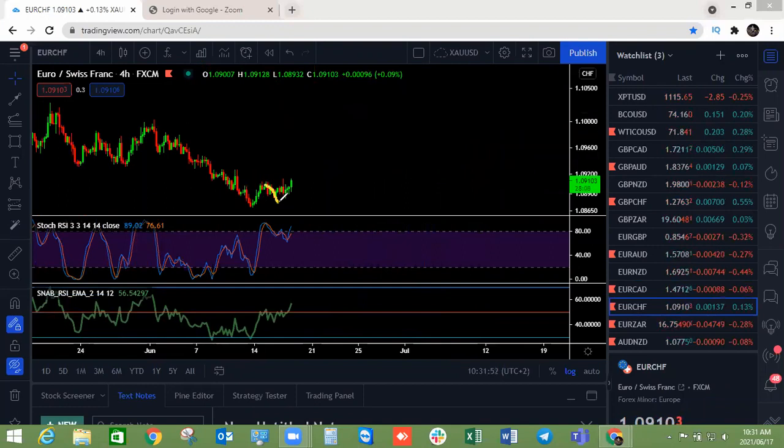I was actually expecting this one to come around these levels, but we are still making that pullback here. We're currently at these levels. Let's see if we're going to get this move here on Euro Chief.